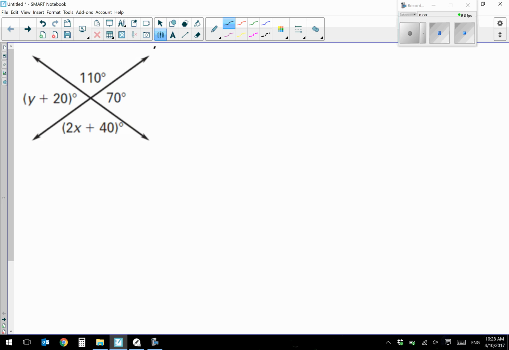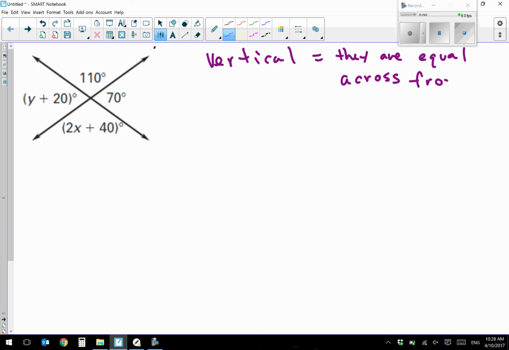So to do these, you do what the YouTube videos tell you, the same exact way. You look for either vertical angles or you look for supplementary angles. Now remember, vertical angles, they are equal and they are across from each other. If you did not write this down during the YouTube video, I would suggest you write it down. So for example, this one and this one are vertical angles, and this one and this one are vertical angles. They're across from each other.